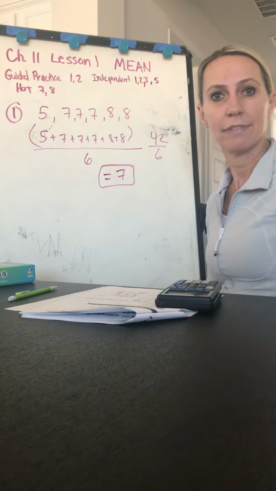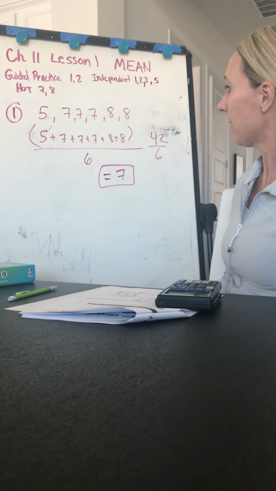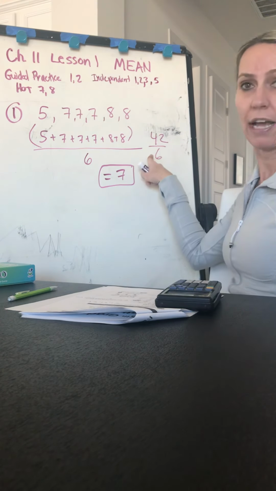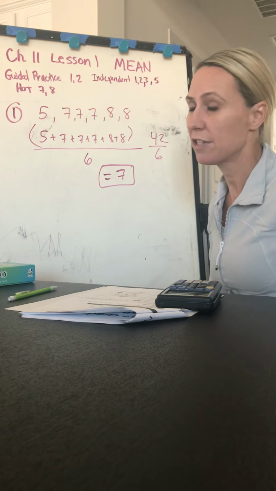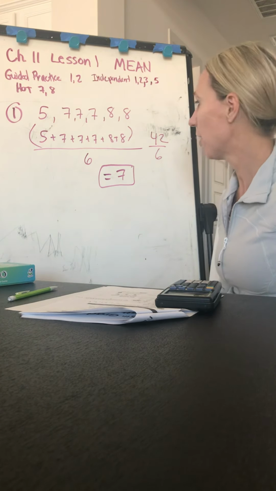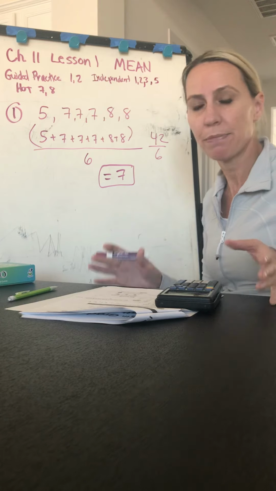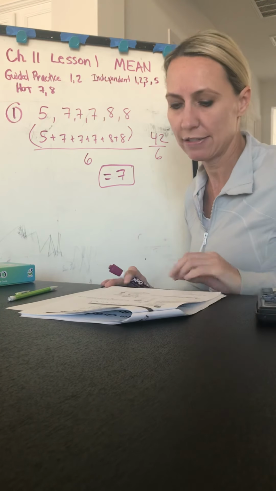And that's the mean. Okay, so this number at the end, a lot of times it's a decimal. It's not always a whole number. So if you get 7.2, or something like that, that's perfectly fine. Just write the exact number you get.